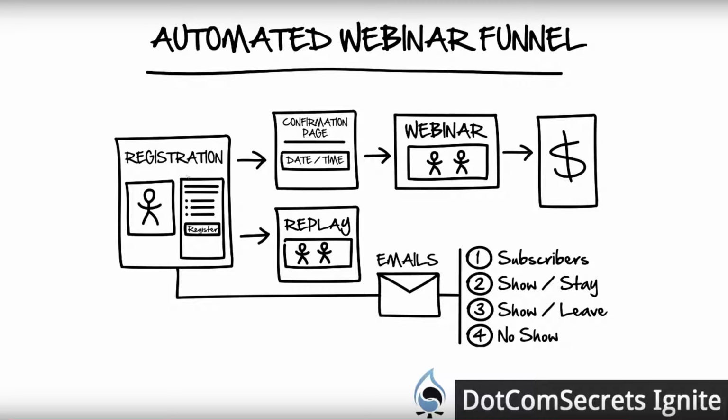Now, the cool thing about automated webinars is you can do some really cool email sequencing, where you can segment people. So anybody who subscribes to the webinar, send them this email sequence. If they show up to the webinar and they stay for the whole thing, send them this email sequence. But if they leave before I pitch the product, send them this email sequence. And if they don't show up, then send them this email sequence.